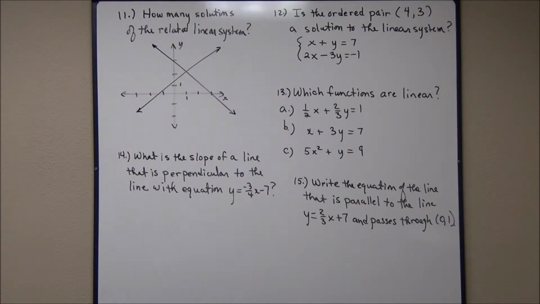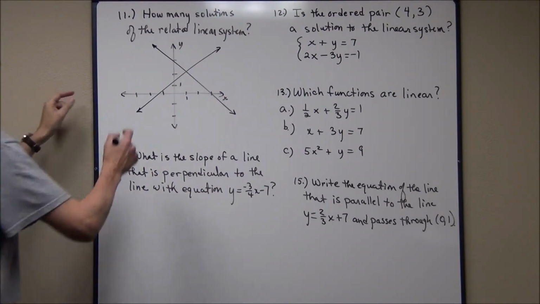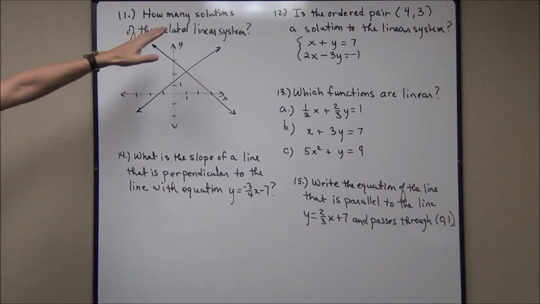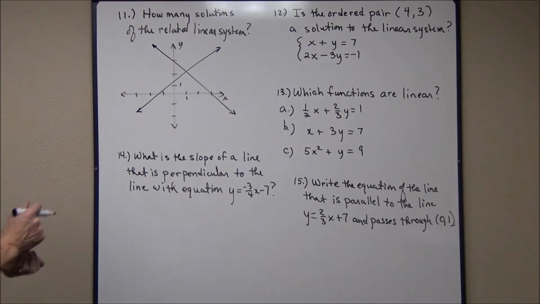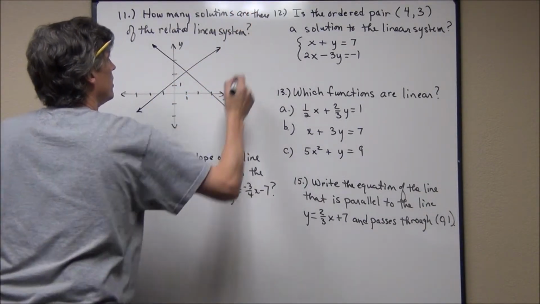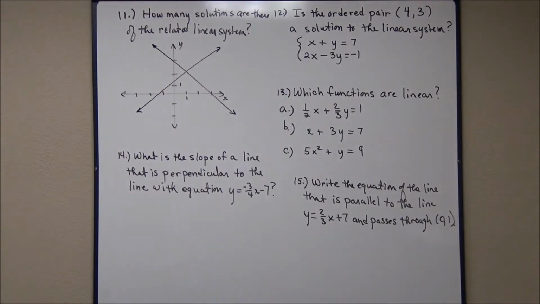All right, now problem number 11. How many solutions are there of the related linear system? I didn't state that very well, did I? How many solutions are there of the, maybe we should write that in, there we go. Are there of the related linear system?